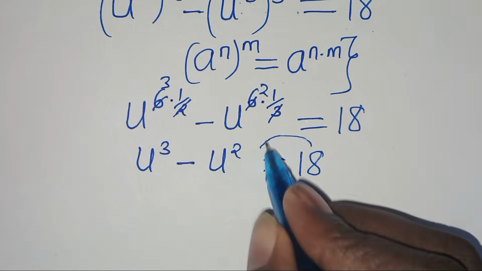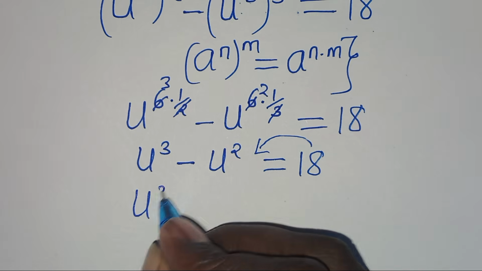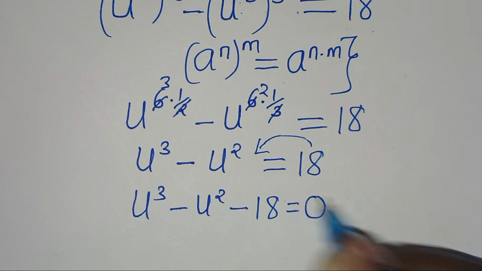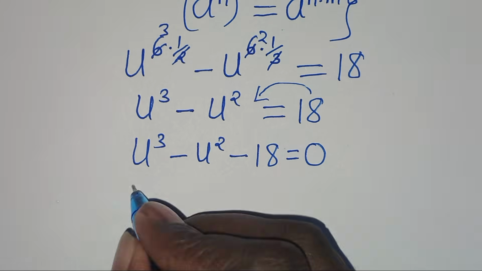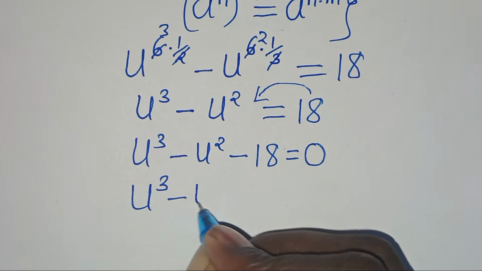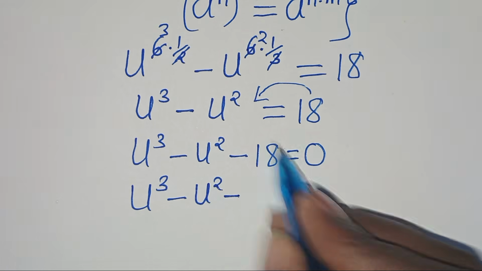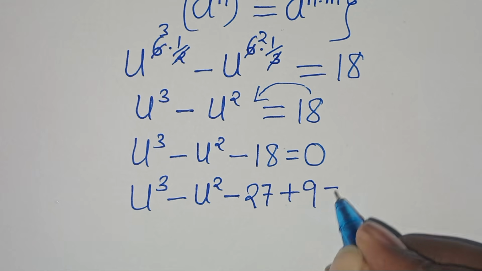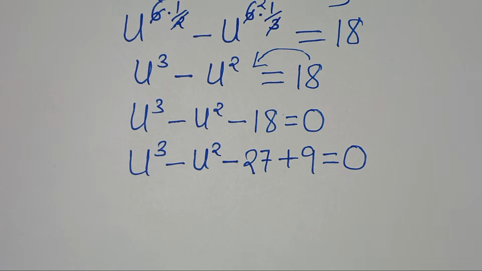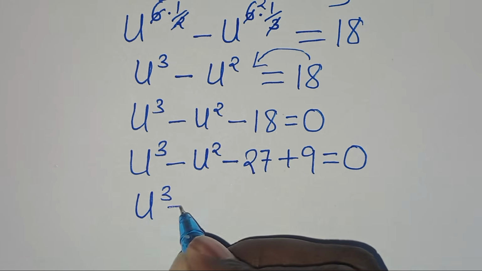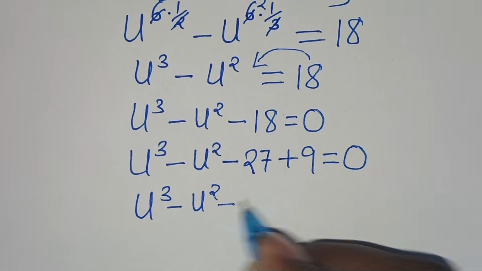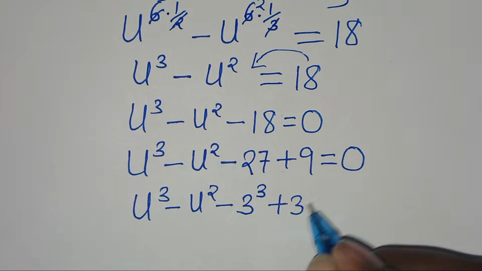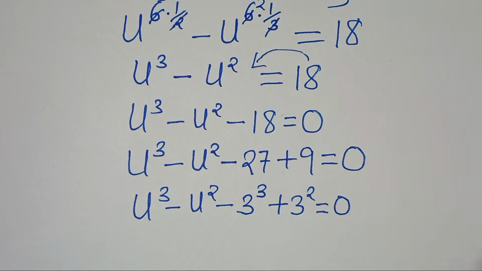Now let's take 18 on the left hand side so that we have u to the power of 3 minus u to the power of 2 minus 18. This is equal to 0. So we have u raised to the power of 3 minus u to the power of 2 subtract 18. This is the same thing as minus 27 plus 9. This is equal to 0. So we have u to the power of 3 minus u to the power of 2 subtract 27, this is 3 raised to the power of 3, then plus 9, which is 3 to the power of 2. This is equal to 0.